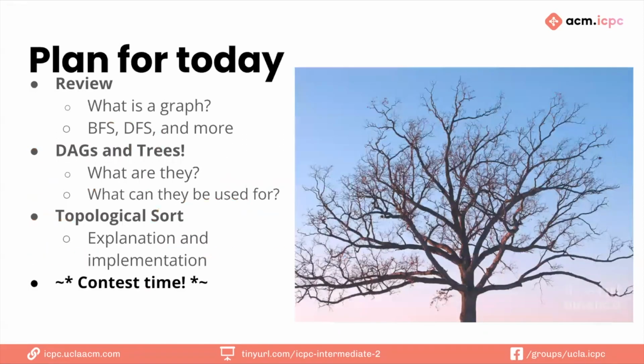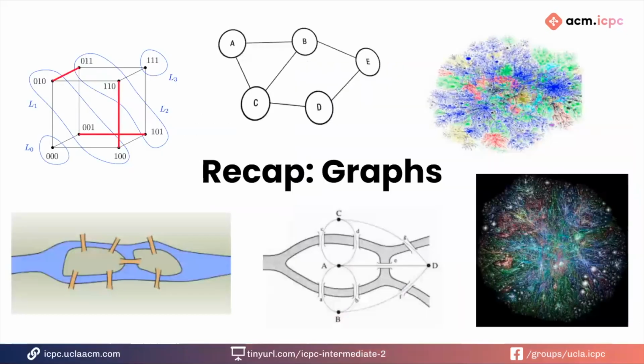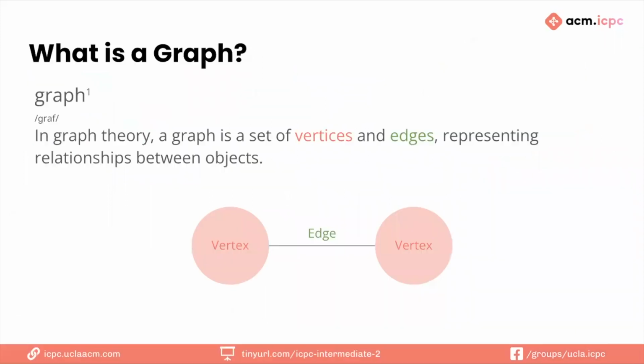Okay, let's move on to the workshop. Here is the agenda for today. We'll start with a quick review of what we learned last time on what a graph is, what is BFS, DFS, and some other topics. Then we will move on to new stuff like directed acyclic graphs, trees, what are they, some examples, and finally we'll move on to topological sort and solve an example problem based on that. Okay, so before we jump into topological sort, let's do a quick recap on graphs.